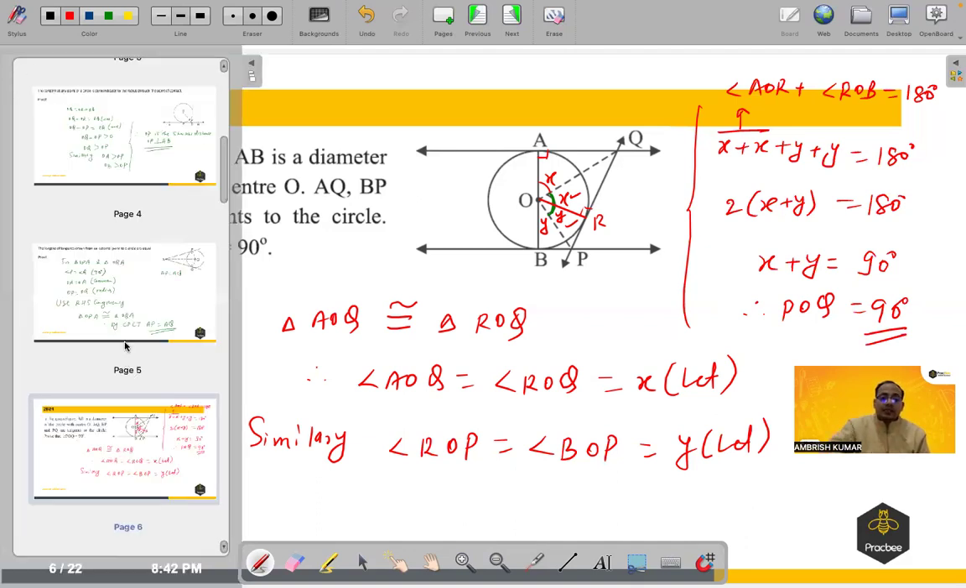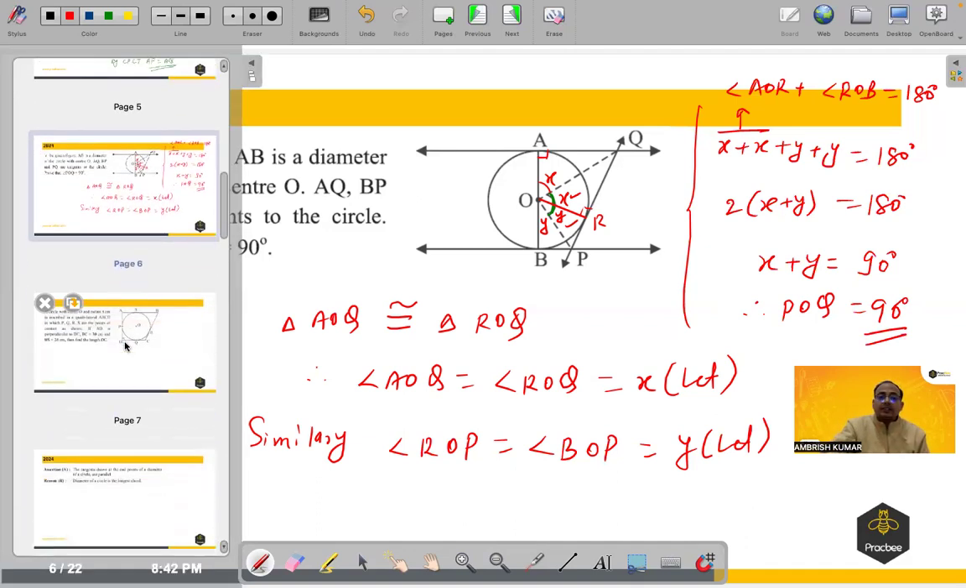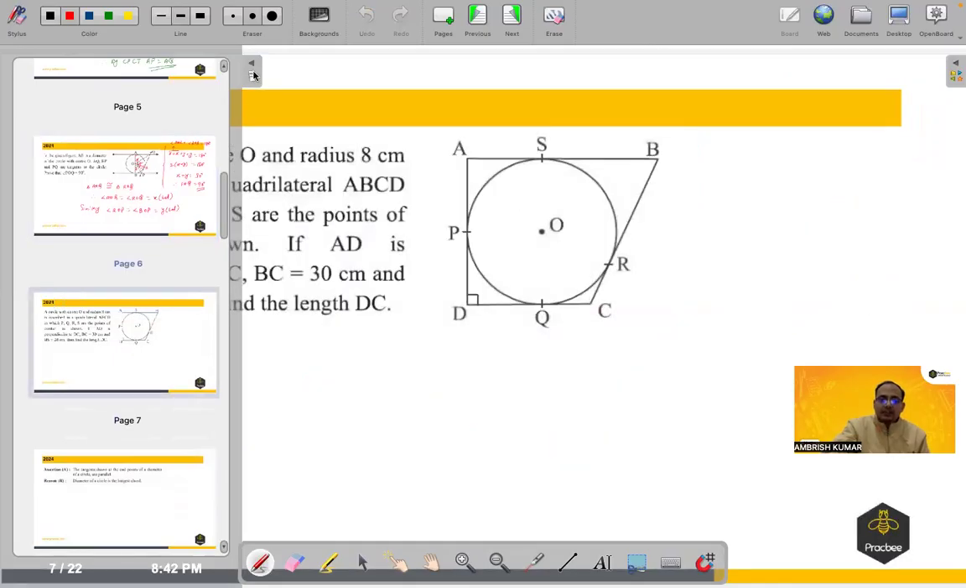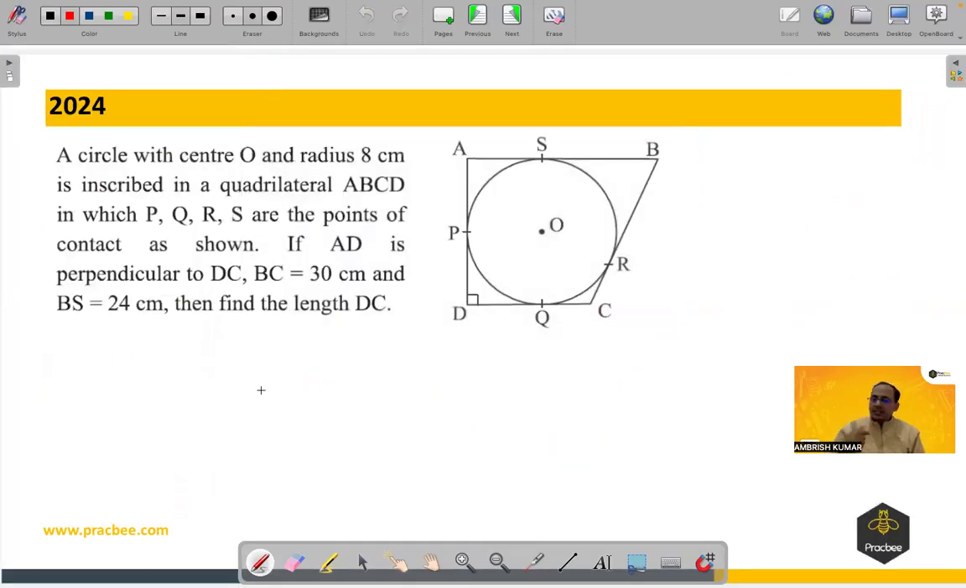Okay, let's move to the next question. Like this question, we have a quadrilateral. Inside the quadrilateral, we have a circle inscribed in a quadrilateral. Now, in this quadrilateral, AD is perpendicular to DC. So here we have 90 degrees. So what you can do here, look, it's again an easy question. Just see, just join this center with Q and join this center with P.